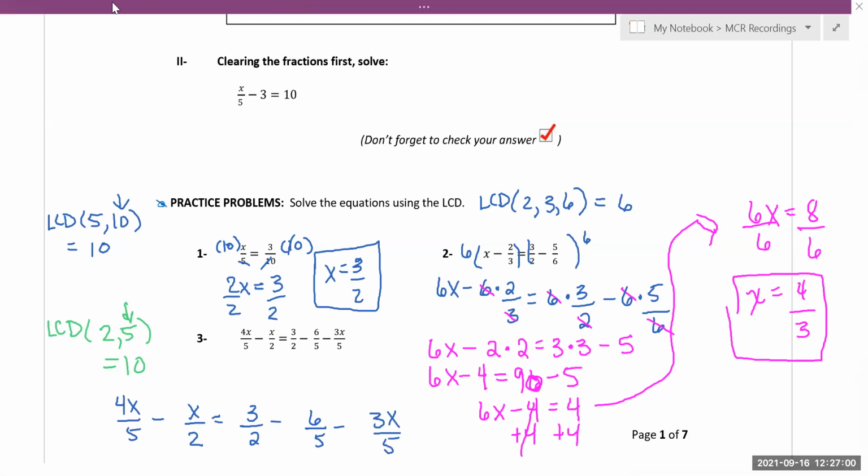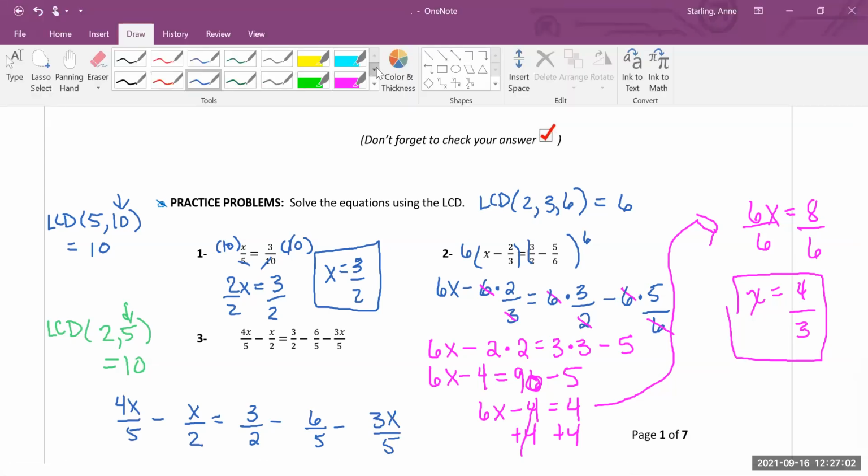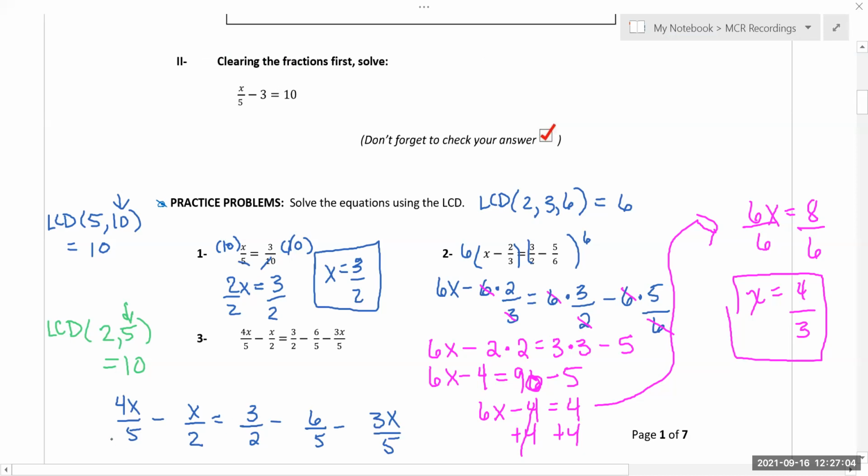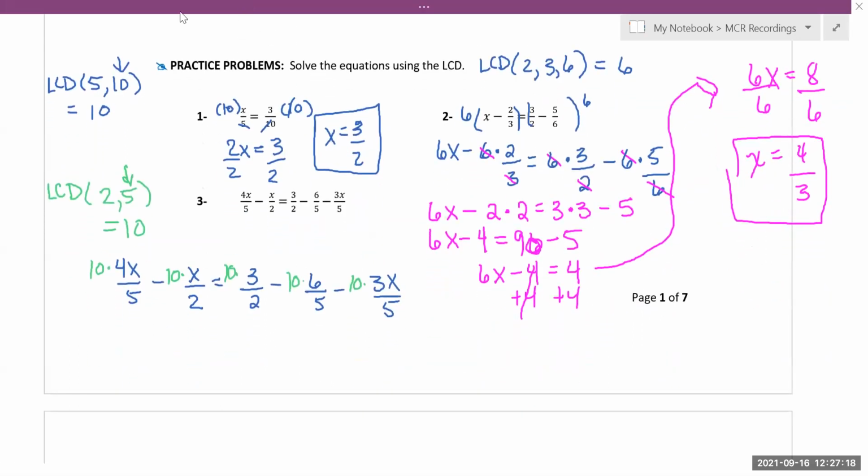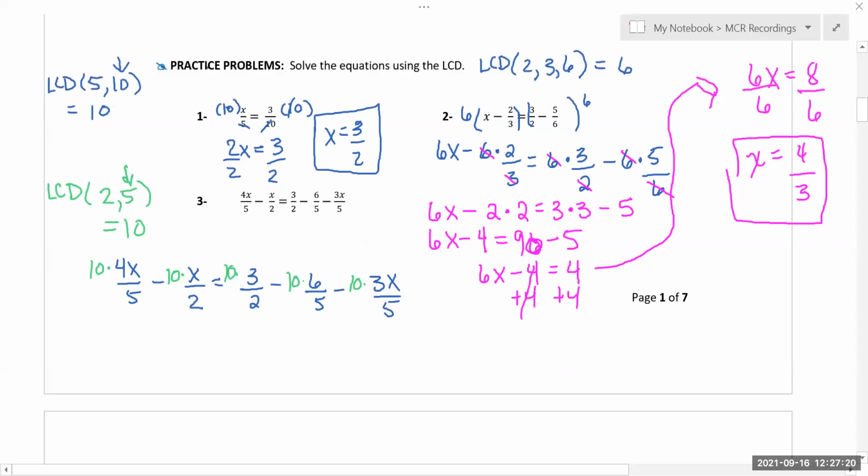Okay, because what I'm going to put in front of each one is that common denominator. So 10, 10, 10, 10, 10. And hopefully this will go correctly and we'll end up dividing out all our fractions. So 10 divided by 5 is 2. Leave the 4x. 10 divided by 2 is 5. Leave the x.